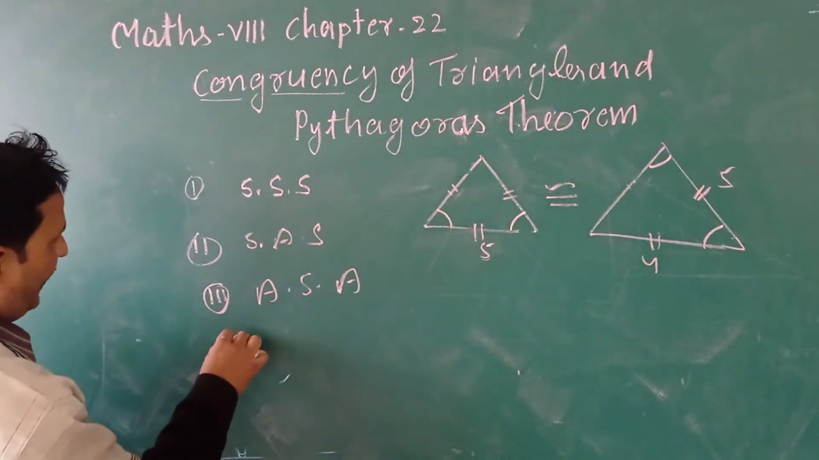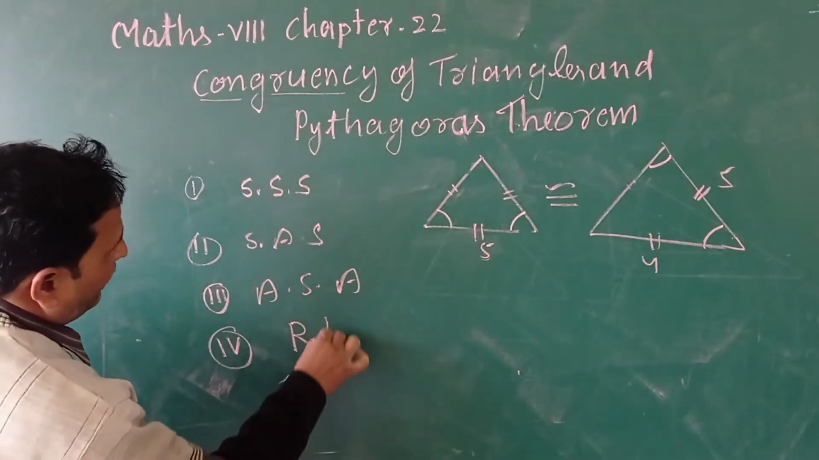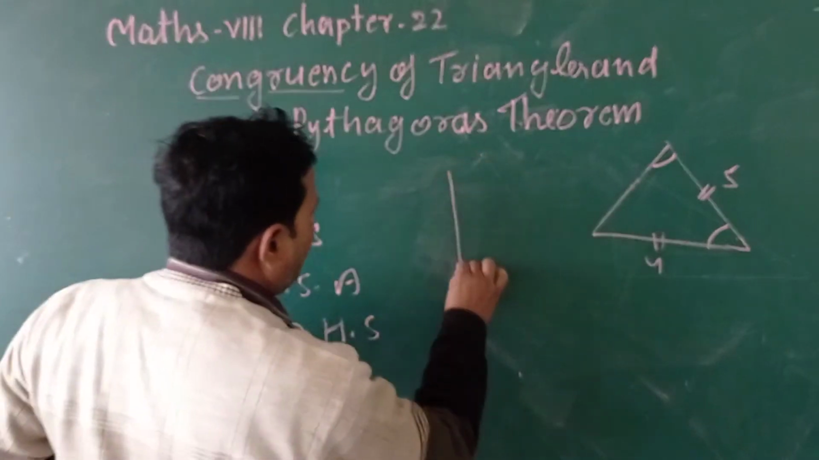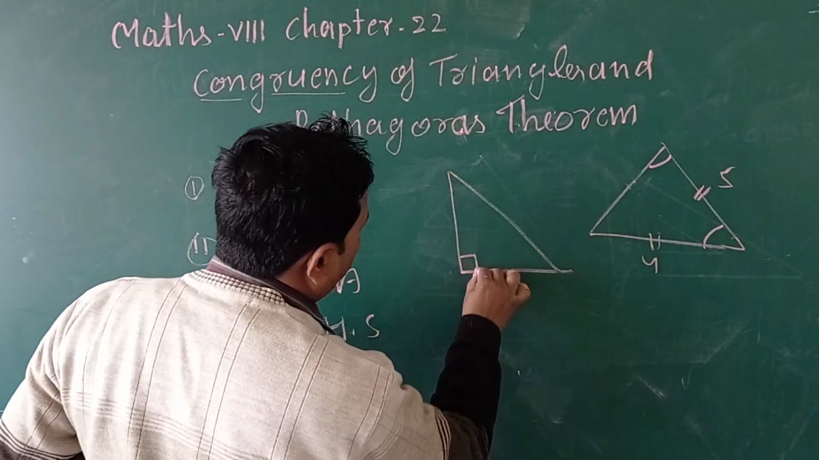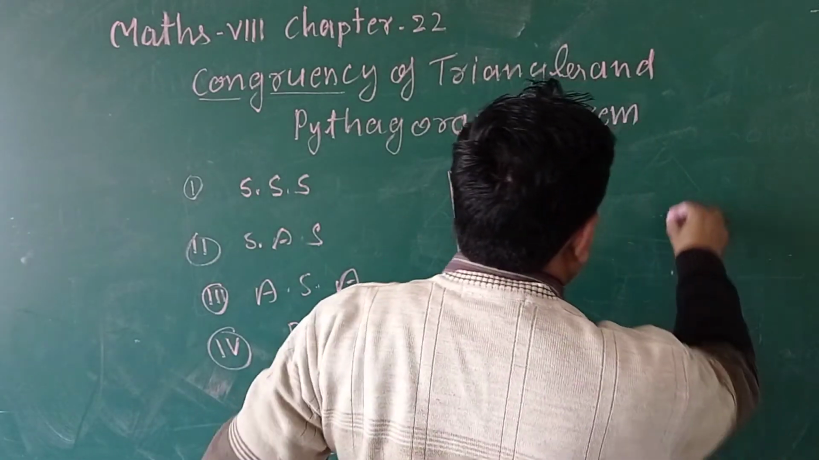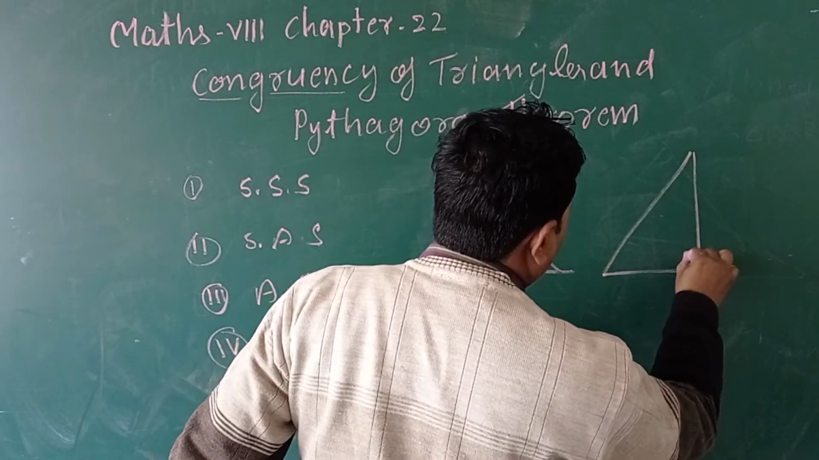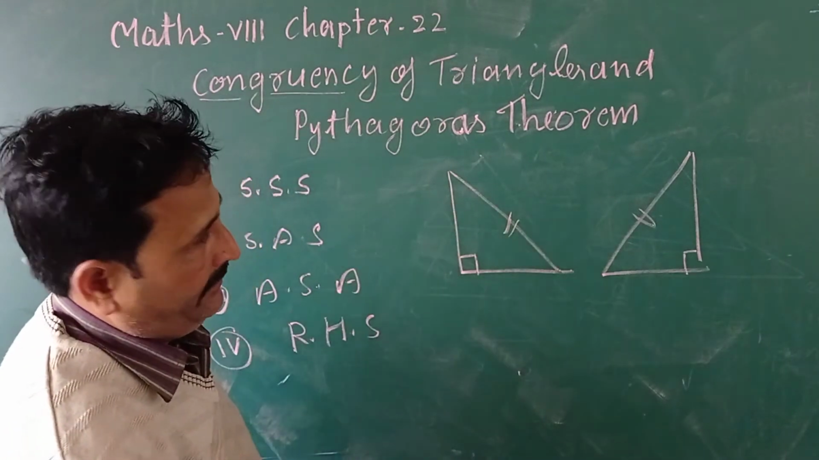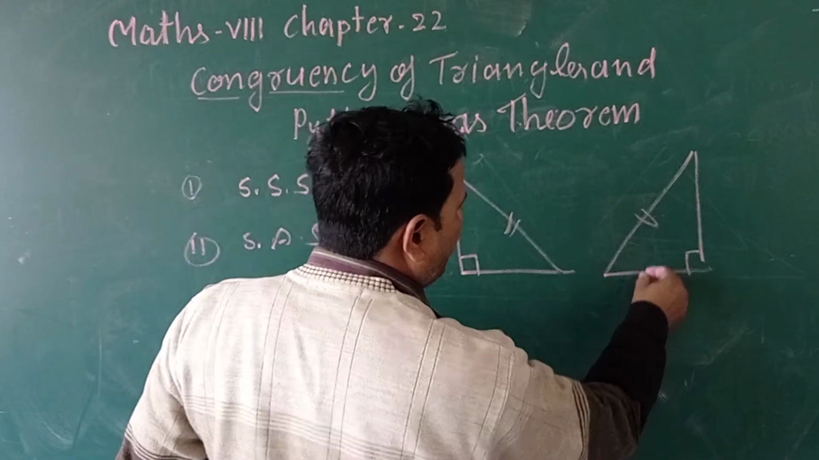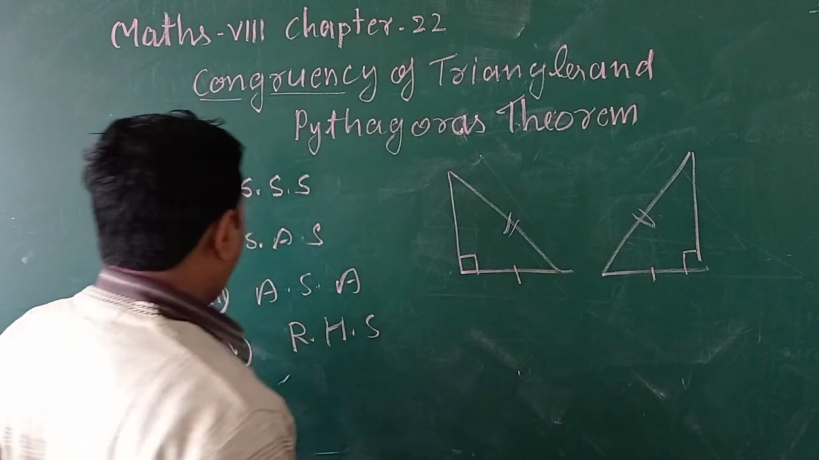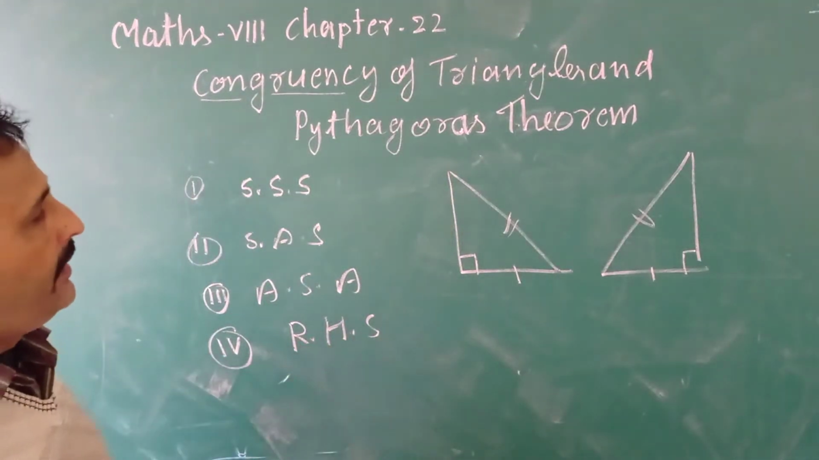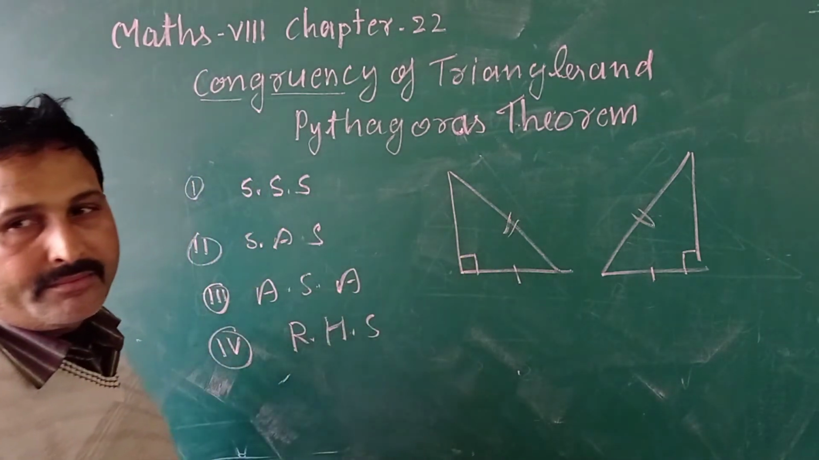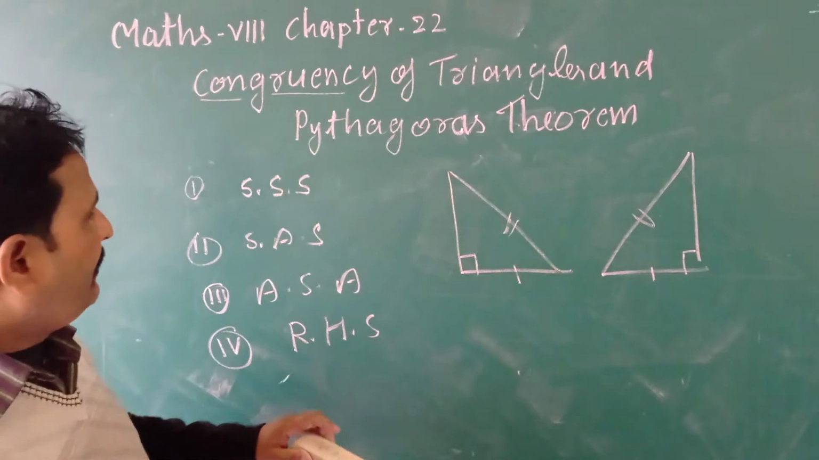Last one, the fourth one, RHS, right angle hypotenuse side. Right angle hypotenuse side means in two triangles, one angle is 90 degrees, and the hypotenuse and any other side are equal. This is called RHS, right angle hypotenuse side.